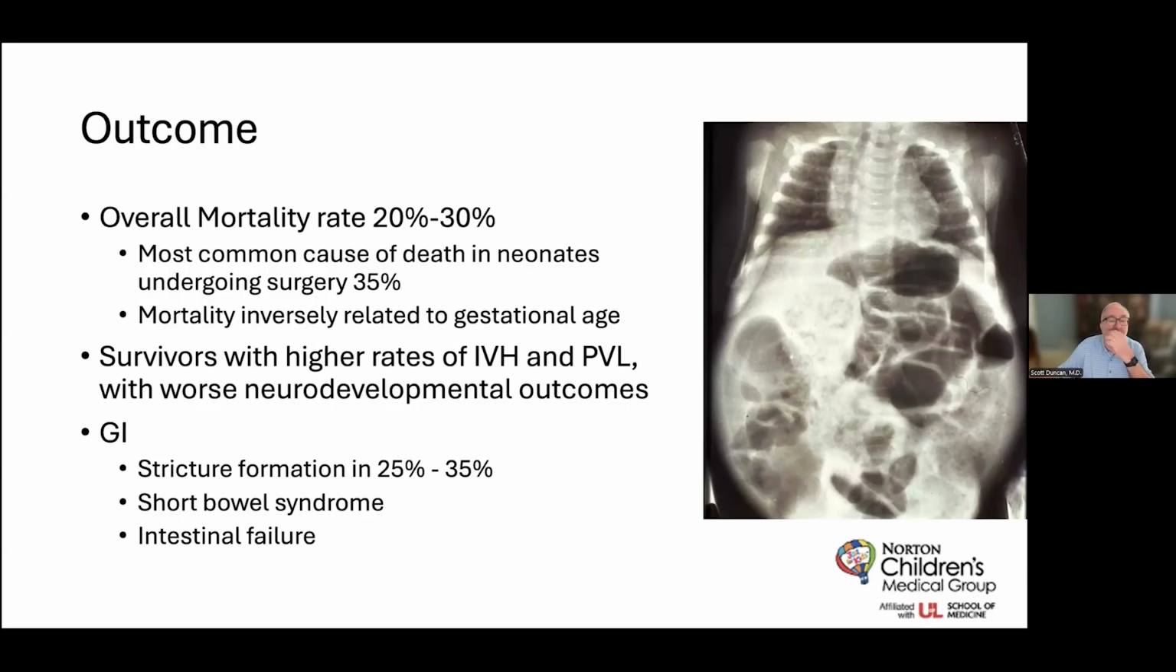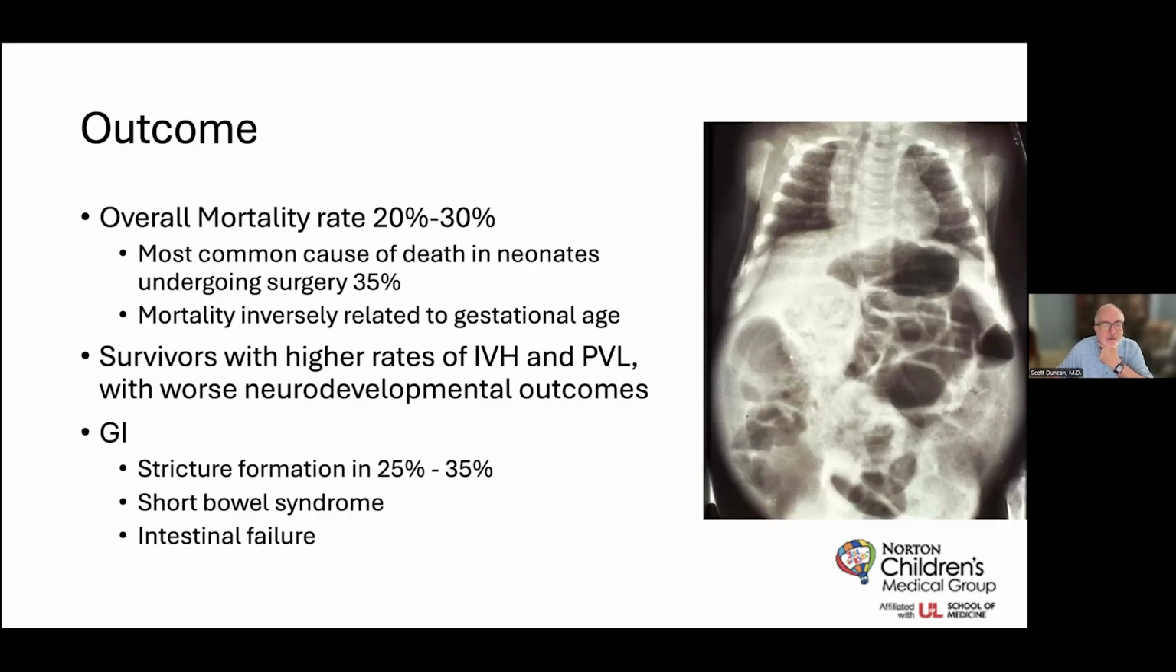Those babies that survive often have higher rates of intraventricular hemorrhage, periventricular leukomalacia, and they have worse neurodevelopmental outcomes. In fact, these babies would still be seen in our neonatal follow-up clinic. And I suspect with our new GI chief that we'll be looking to do some follow-ups together with the gastrointestinal team when we think about things such as feeding teams. They have significant complication rates for those that are in general pediatrics.